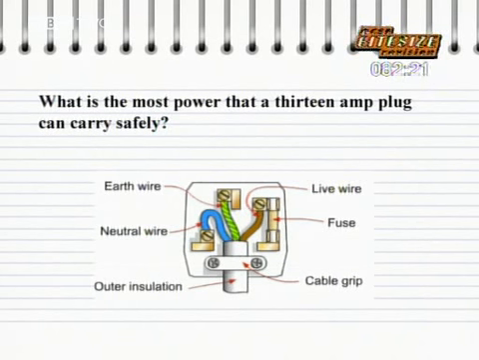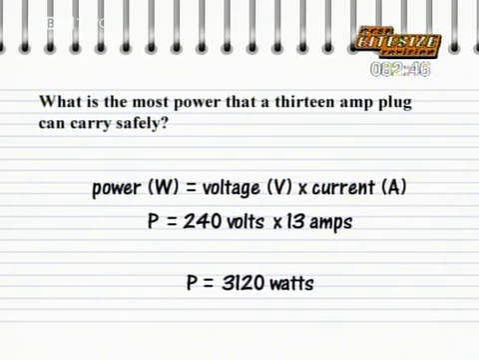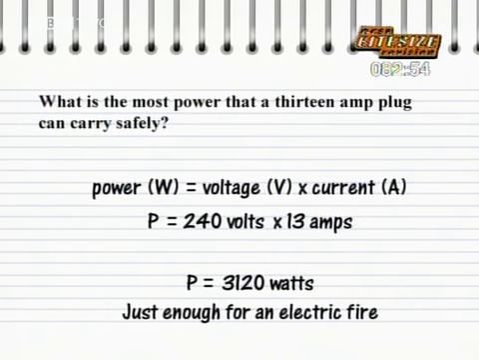What is the most power a fused 13 amp plug can carry safely? We know that power equals voltage times current. In this case, mains voltage is 240 volts, times the 13 amp limit of the plug. That's 240 times 13 equals 3,120 watts. So the safe limit of a 13 amp plug is just over 3 kilowatts, enough for an electric fire.